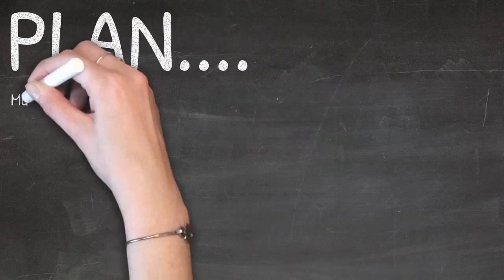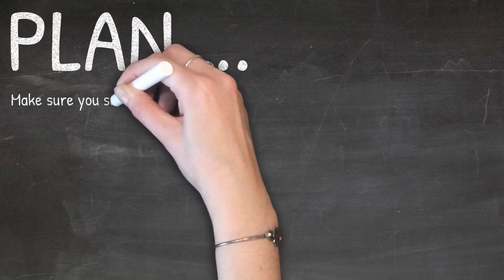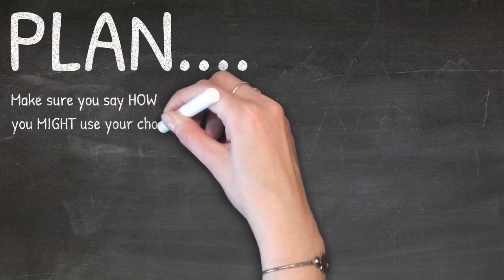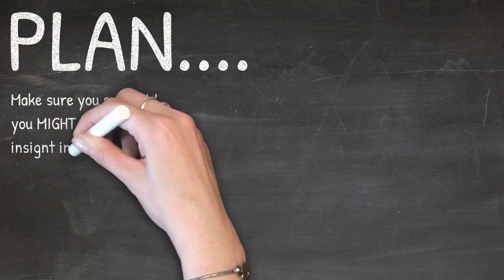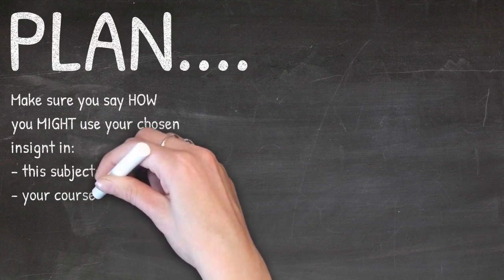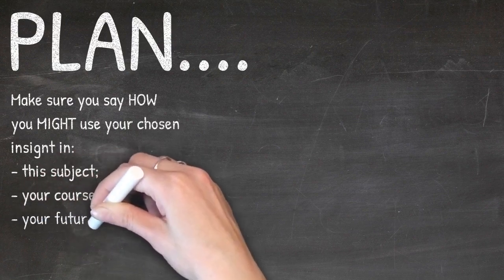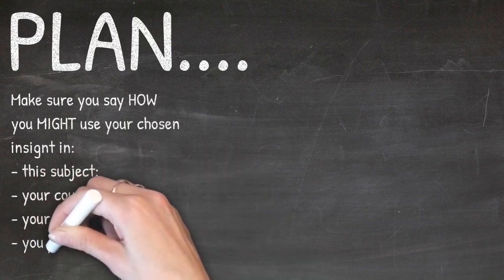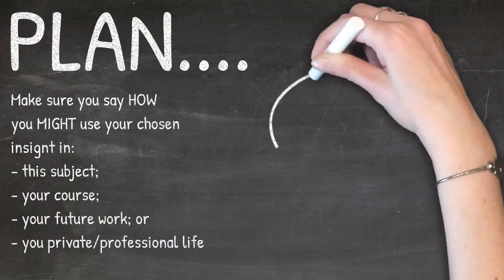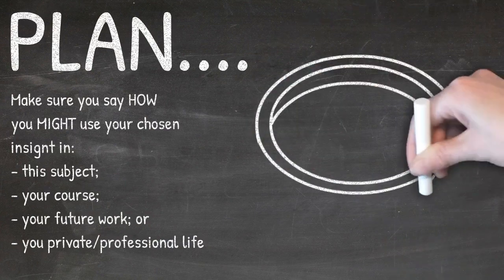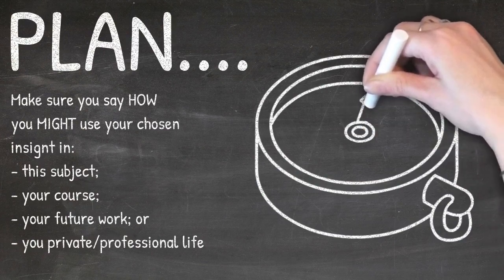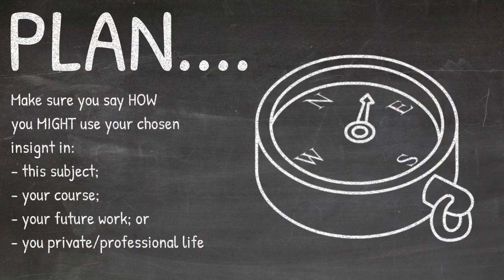So now we get to my favorite part of the reflective process, planning. It's really important that you include a part that says how you might use your chosen insight either in this subject, your course generally, your future work, or some aspect of your private or professional life. You might find that there's real value in setting some behavioral or learning goals for yourself, or finding ways to develop strategies to learn the concepts or skills that you found challenging or that you found frustrating in some way.